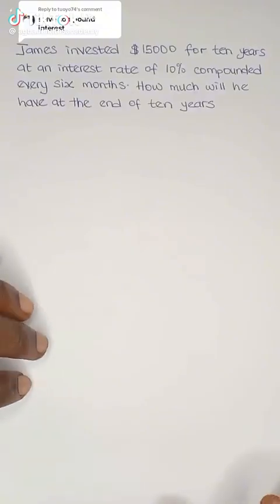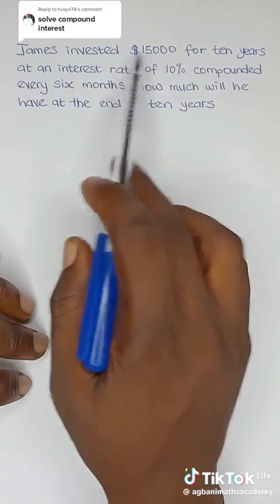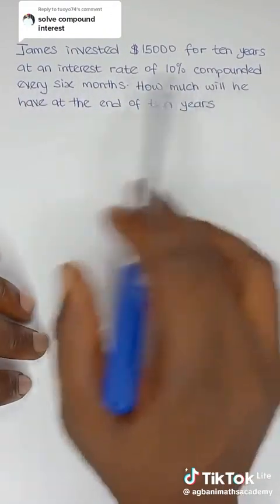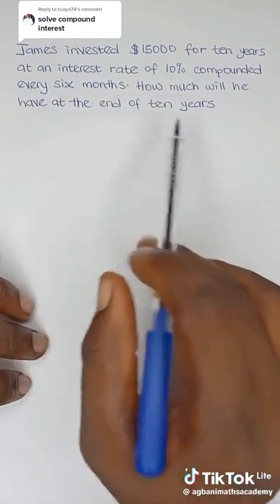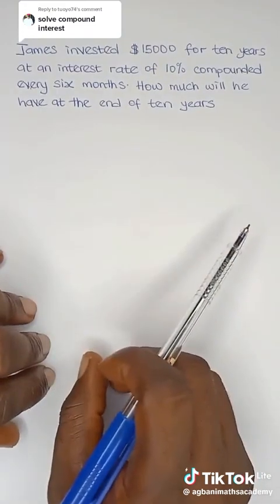Hi guys, let's look at this simple question that we have here. We are told that James invested $15,000 for 10 years at an interest rate of 10% compounded every 6 months. How much will he have at the end of 10 years? So this question involves compound interest, okay?